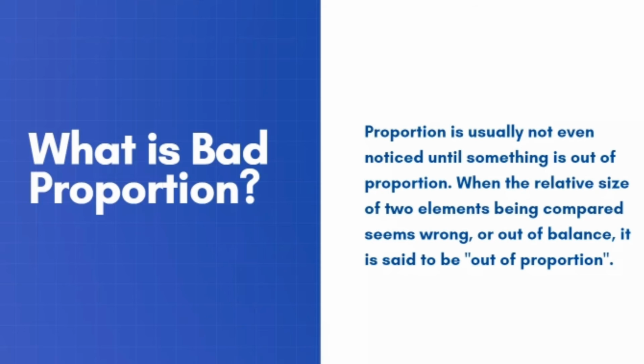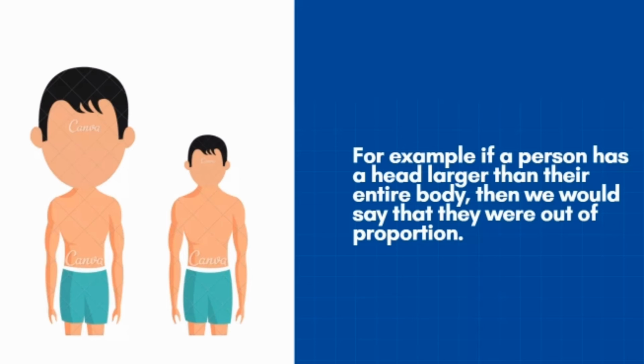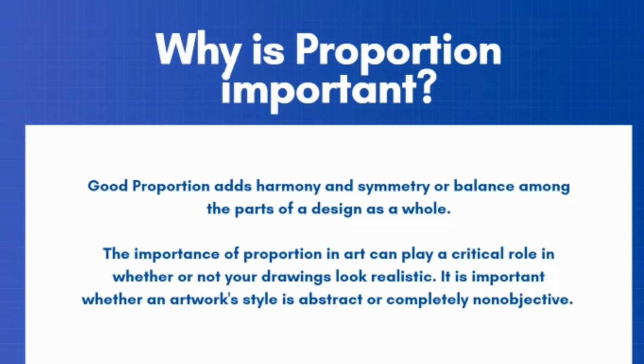Bad proportion is when two objects that are being balanced are unequal with each other; they could be considered as bad proportion. If they are supposed to be symmetrical but the proportion is unequal, then it will be defined as bad proportion. For example, if a person has a head larger than their entire body, then we would say that they were out of proportion. Why is proportion important?